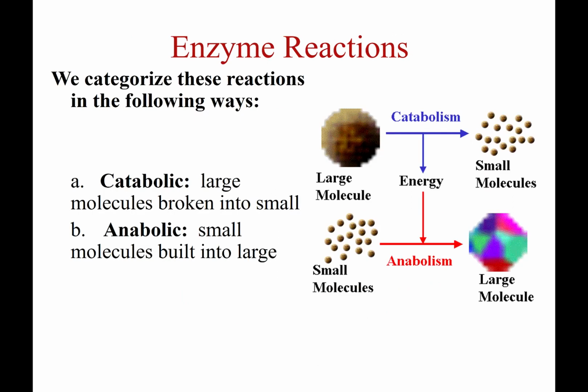Okay, so we categorize the metabolic reactions that enzymes will catalyze in a few different ways. The first one just has to do with size. If a molecule is large and it's broken into small pieces, that's a catabolic reaction. If a molecule is small and we join it together to build into a large molecule, that's anabolic. So monomers into polymers, anabolic. Polymers into monomers, catabolic.